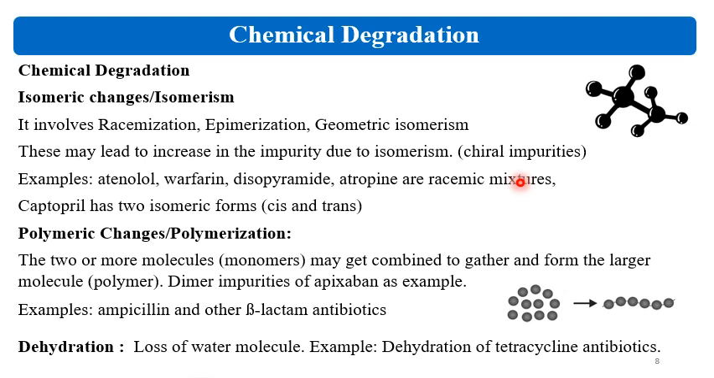Then another chemical degradation type is polymeric changes or polymerization. Sometimes it is also known as dimer formation or adduct formation. In this change, two or more molecules, known as monomers, may get combined together and form a larger molecule, which is basically the impurity. Two API molecules come together and get attached to each other to give the impurity. Example of polymerization is dimer impurities of apixaban. Another example of polymerization is ampicillin and other beta lactam antibiotics.